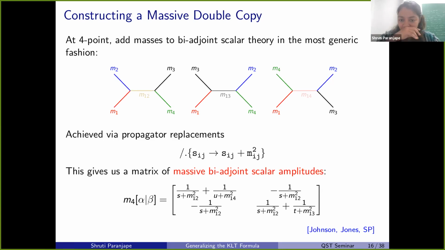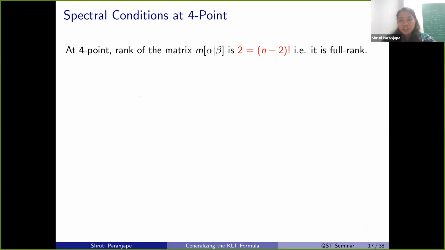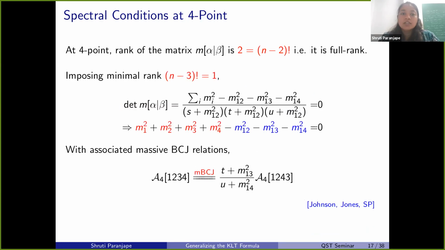Okay, so I have this now massive matrix of massive biadjoint scalar amplitudes, and for generic masses, the rank is 2, which is too high for me. So I want to reduce it to 1. So I take the determinant, I set it to 0, and placing this so-called minimal rank condition translates to a very nice linear relation between the squares of the masses in my theory. So it places a condition on the spectrum of masses in the theory that I'm double copying.